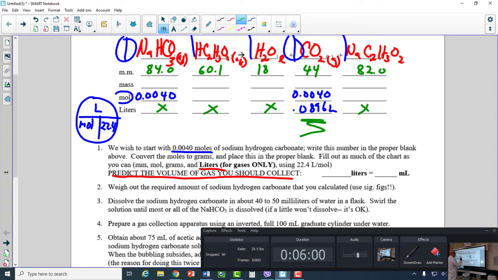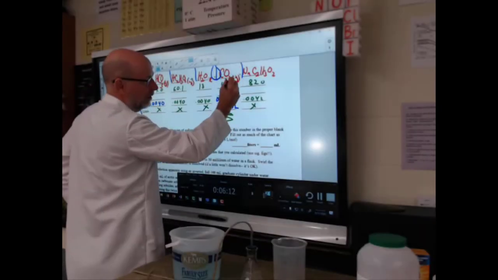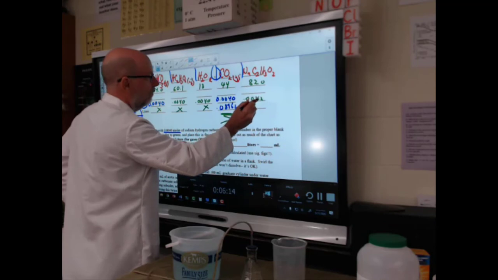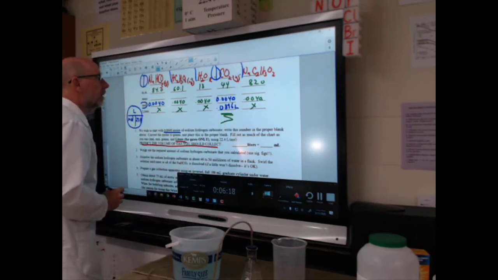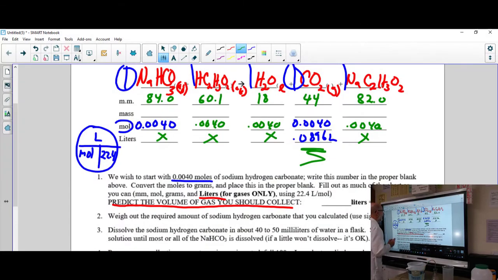The moles are all the same all the way across, 0.0040. It's a 1 to 1 to 1 to 1 to 1 mole to mole ratio. So all these numbers are 0.0040. If this was a 2 in front of sodium acetate, this would be 0.0080. Now we need to figure out the grams of all of these, the mass of all of these.